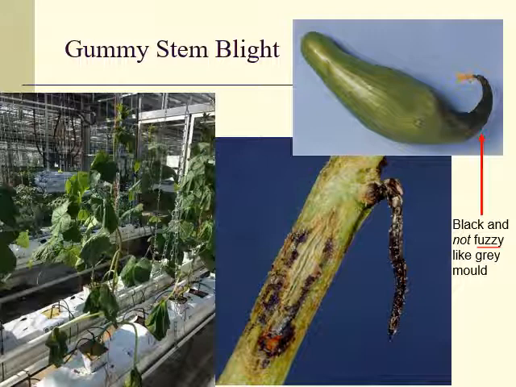This is cucumbers from a few years ago, before I taught this course. And these are actually cucumbers that developed gummy stem blight at the college. And you can see how they all wilted. They ended up ripping that crop out. It's a common theme.